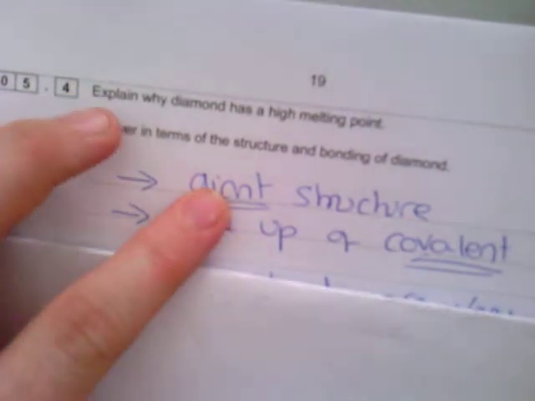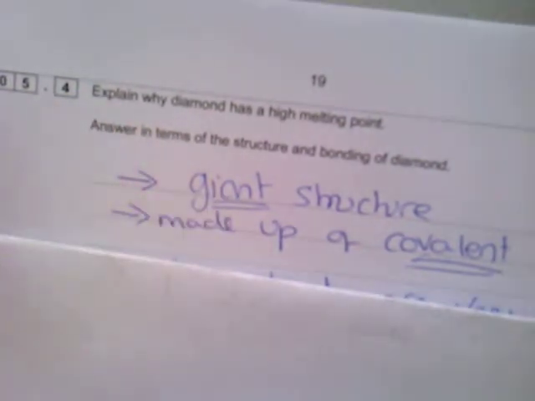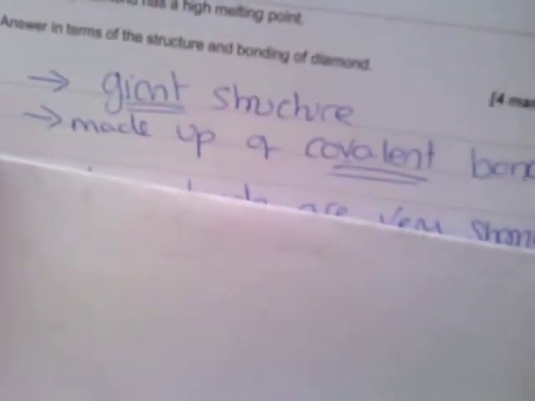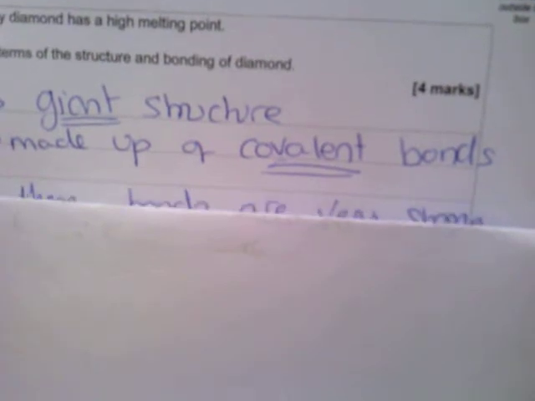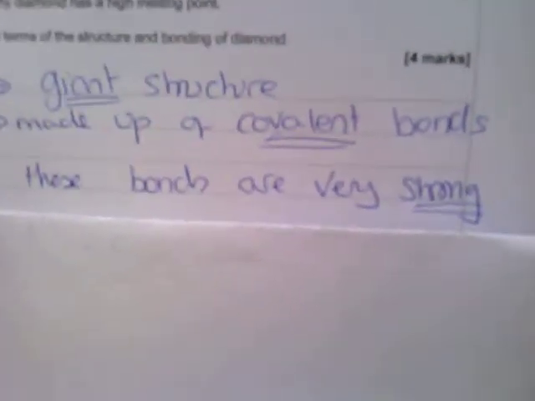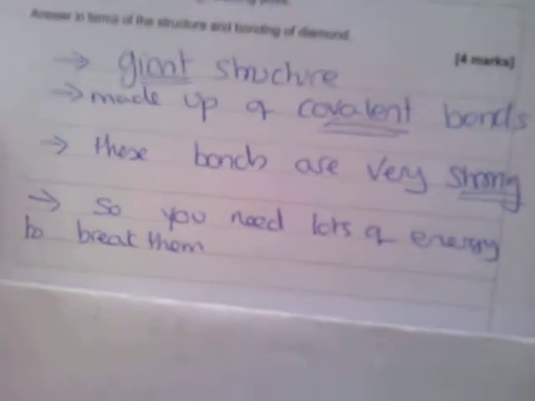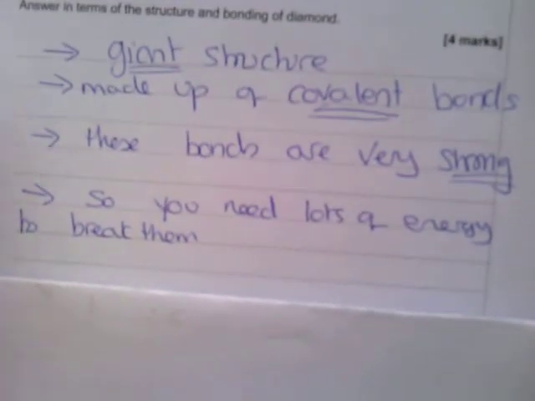So, it has a giant structure. Now we looked at the model in class and it's quite small, but it is millions and billions of atoms joined together. Those bonds are covalent bonds, okay? And those bonds are very strong. So, if they're very strong and there are lots of them, you're going to need a lot of energy to break them up. Okay, there are key points there.